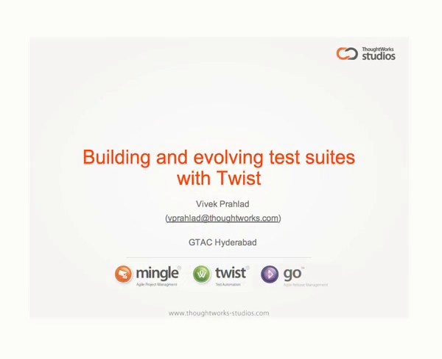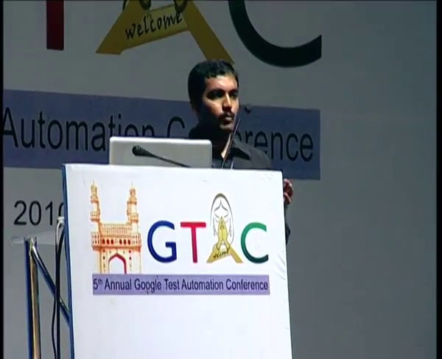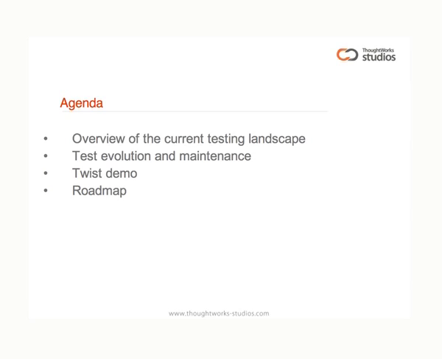So I'm going to be talking about building and evolving test suites with Twist. This is the broad agenda. We're going to be talking a little bit about what the current automation landscape looks like. We're going to be talking about what it takes to do test evolution and maintenance.